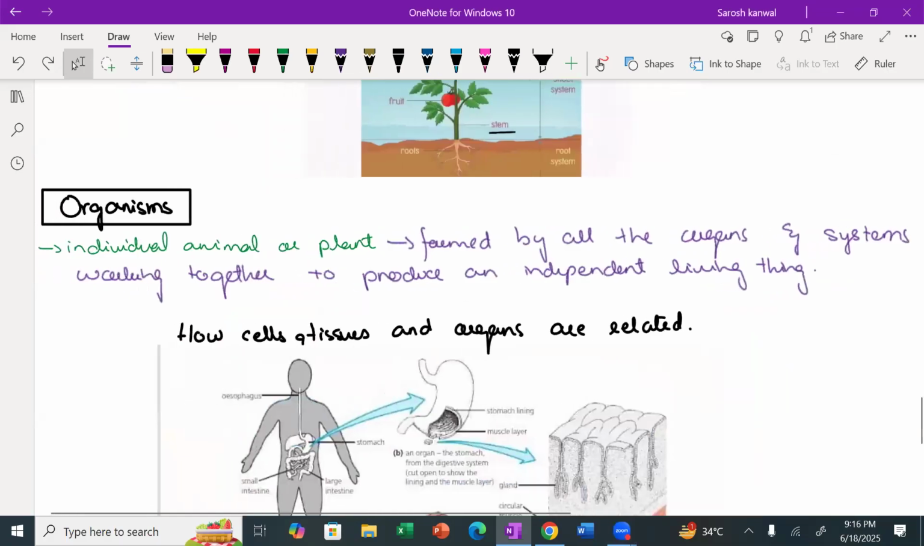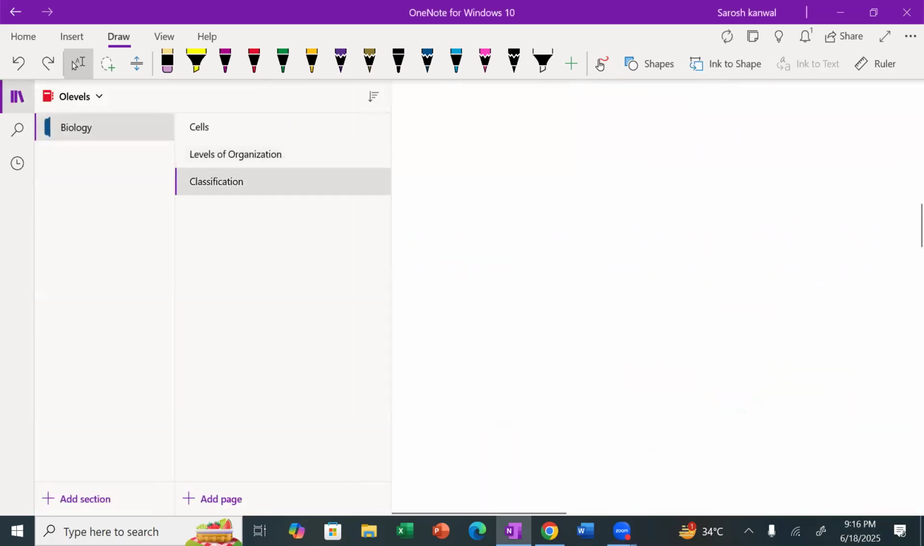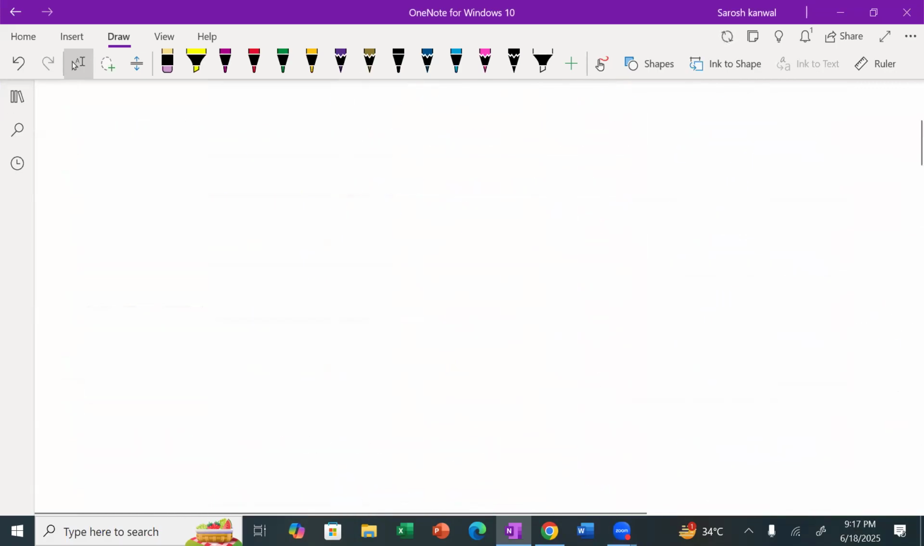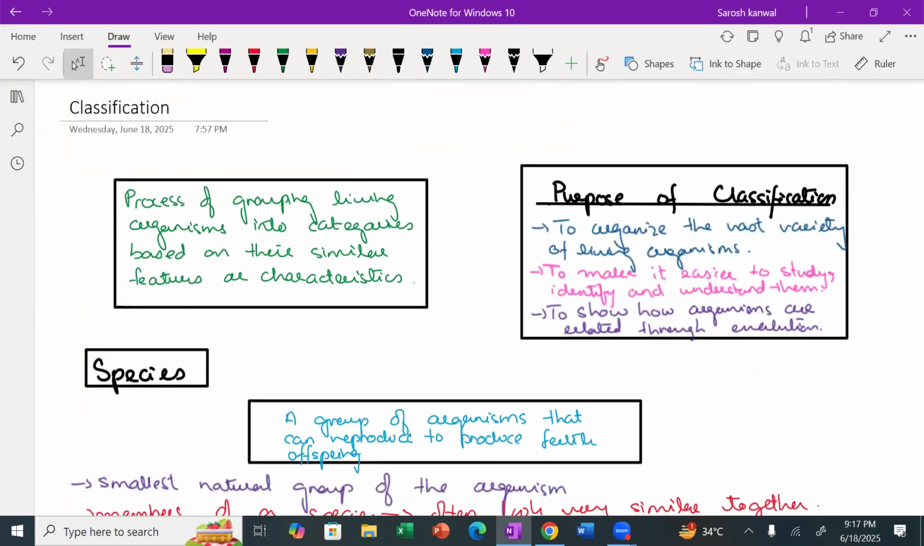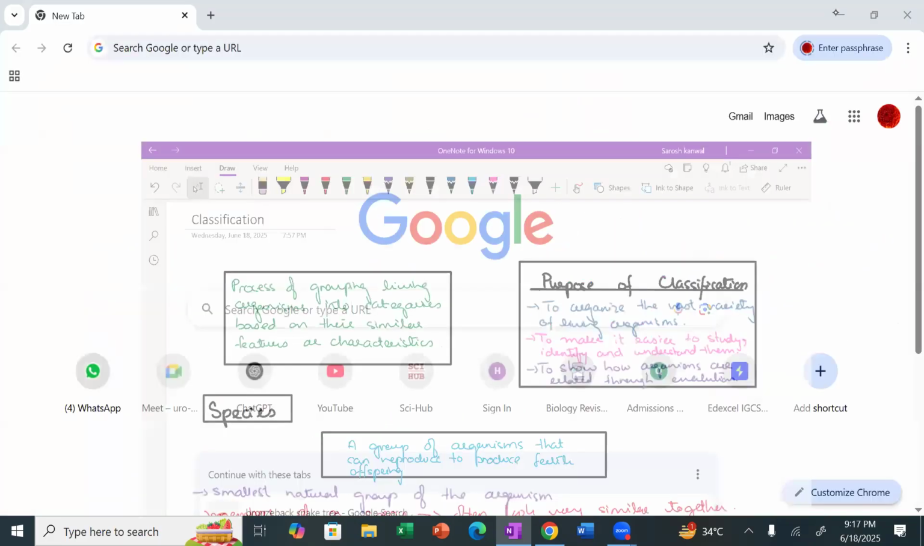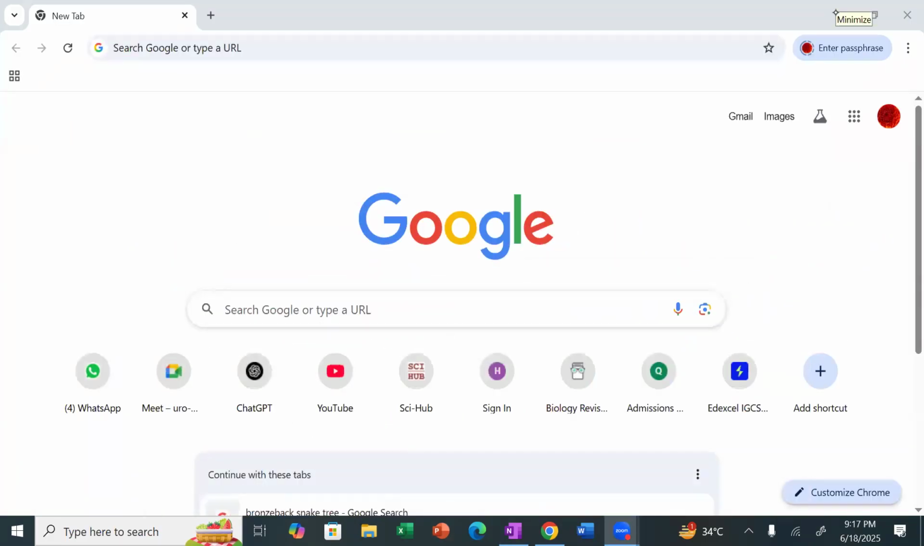And then we have to see the other, like the third chapter or topic, that is classification. Now, do you have any idea about what classification is? And do we specify different organisms under different genus and species? Yes, okay, it's fine.